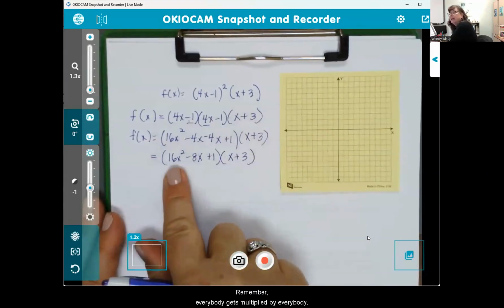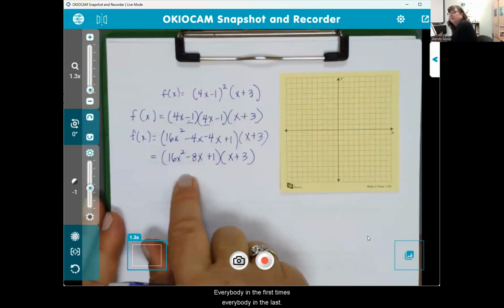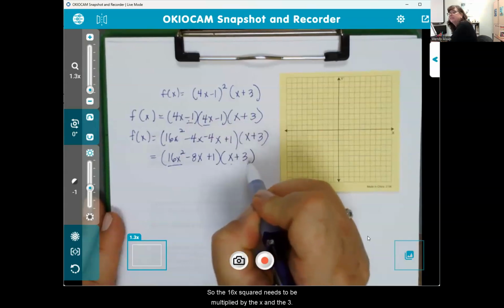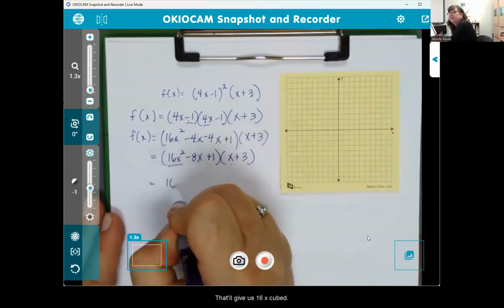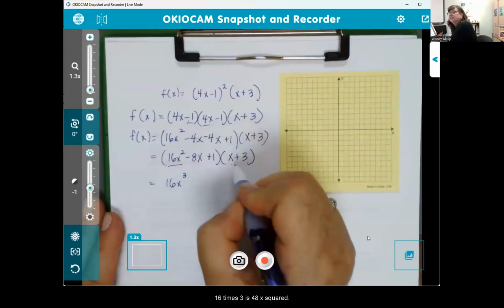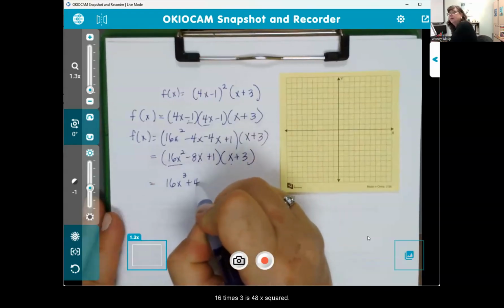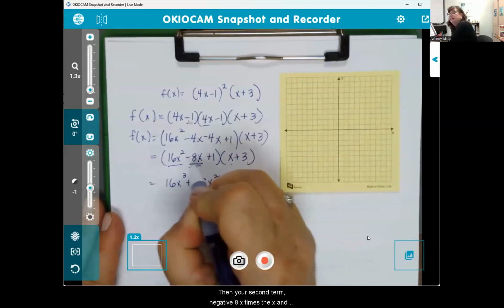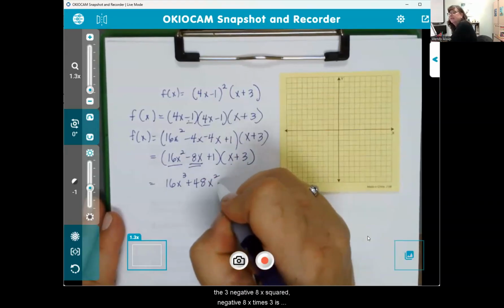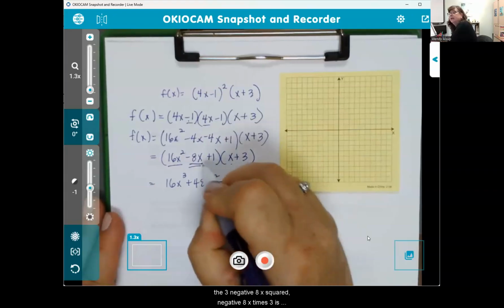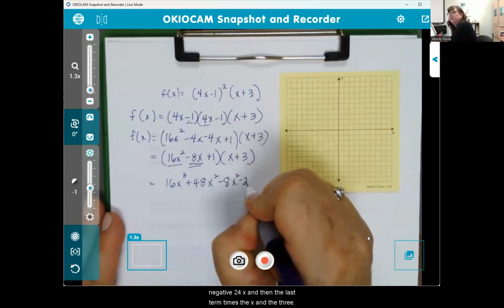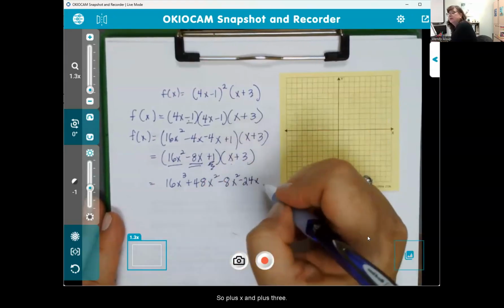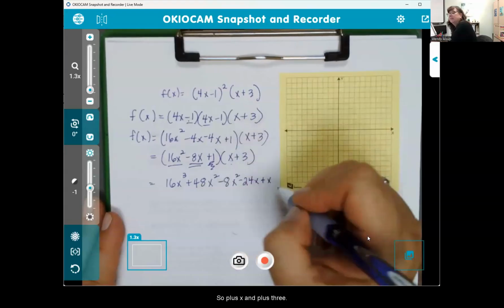Remember, everybody gets multiplied by everybody. Everybody in the first times everybody in the last. So the 16x squared needs to be multiplied by the x and the 3. That'll give us 16x cubed, 16 times 3 is 48x squared. Then your second term, negative 8x times the x and the 3: negative 8x squared, and negative 8x times 3 is negative 24x. And then the last term times the x and the 3, so plus x and plus 3.